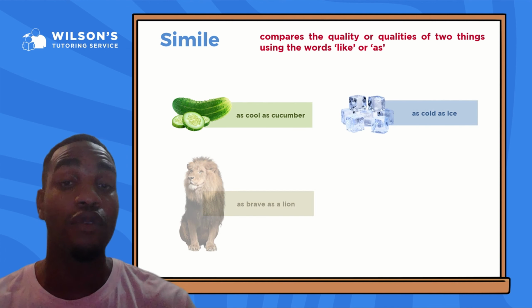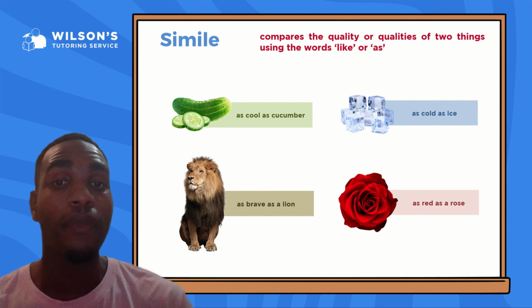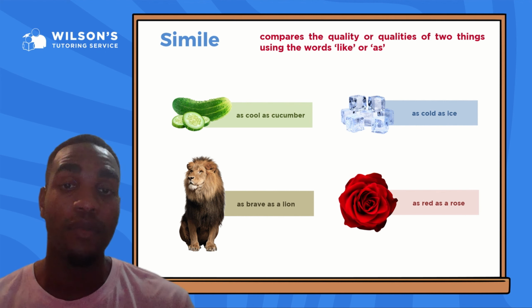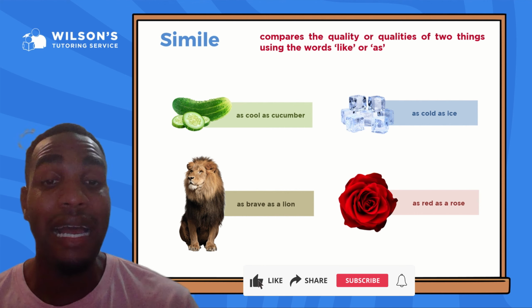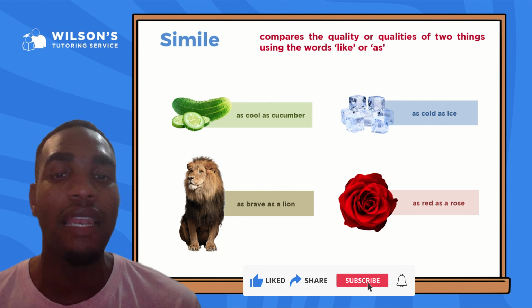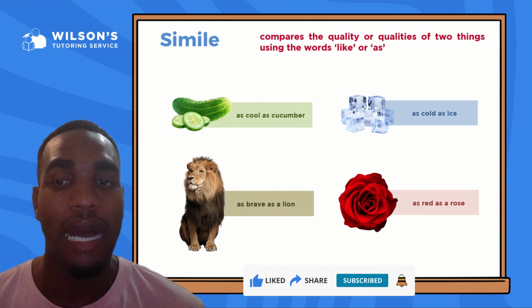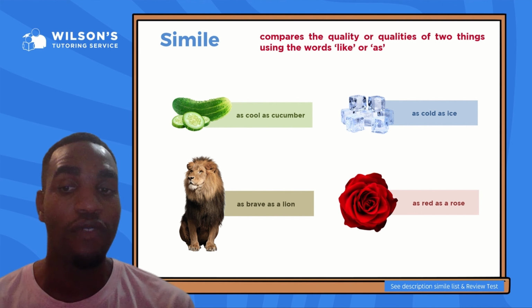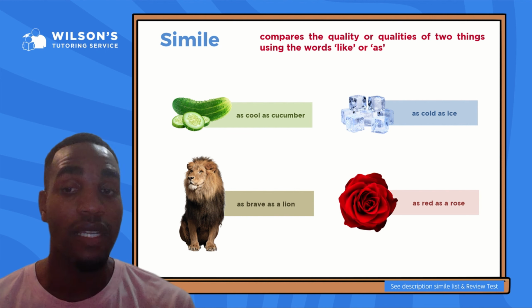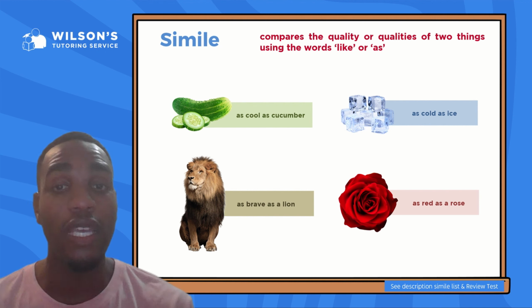In the English language, there exist common similes. Here are some examples. As cool as a cucumber, as cold as ice, as brave as a lion, as red as a rose. Look in the description where you'll find a list of other common similes used in the English language along with a review test so you can see how much you've learned so far.